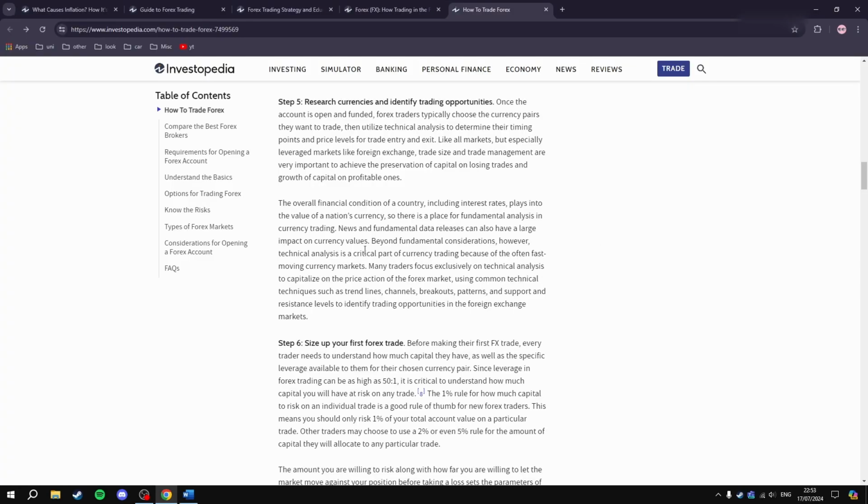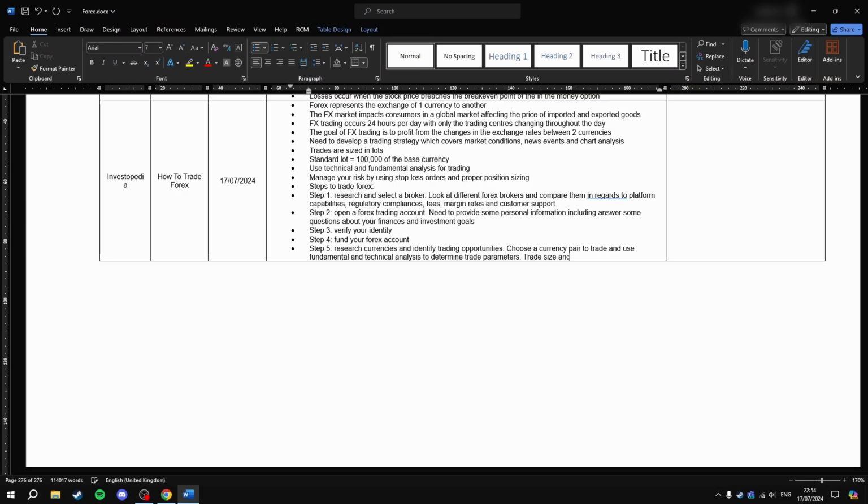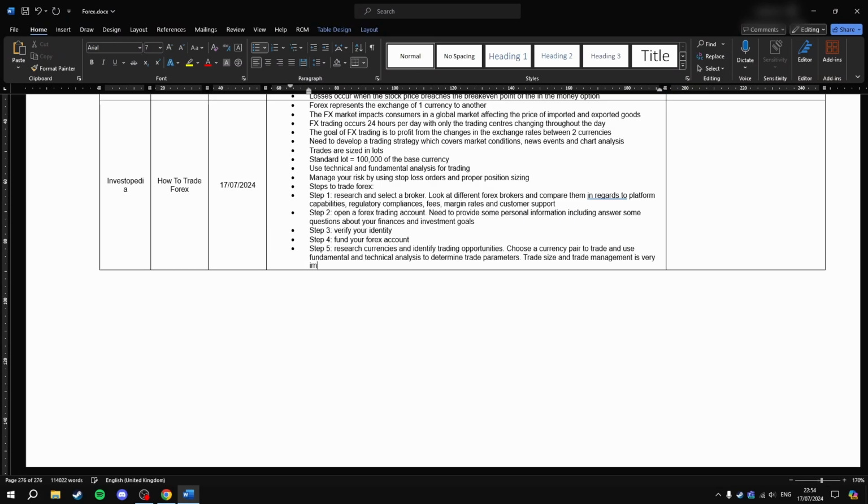Like all markets, but especially leveraged markets like FX, trade size and trade management are very important to achieve. So trade size and trade management is important to understand. Understand, is that the right word for it? Trade size and trade management is important to understand. It's important to learn about.